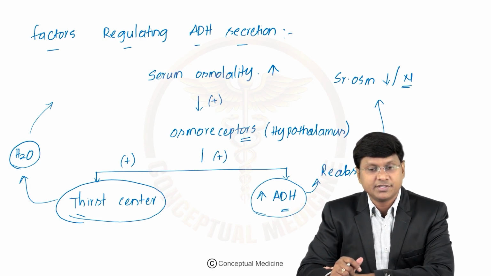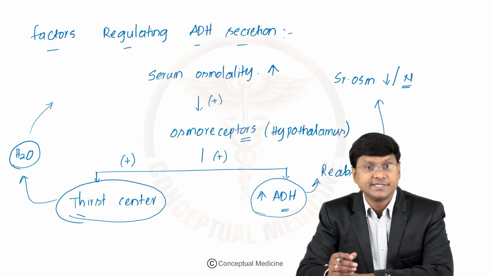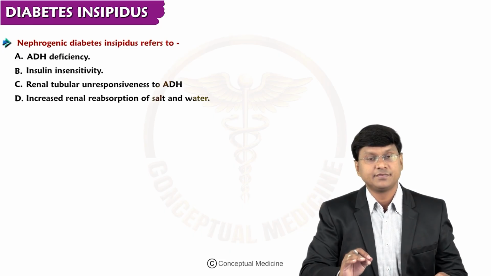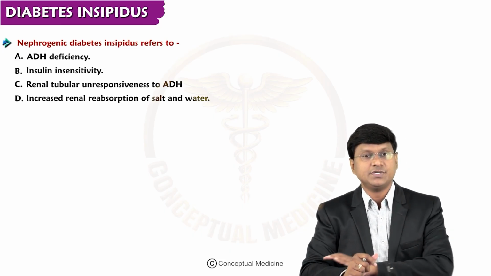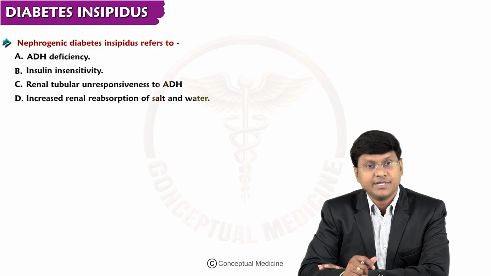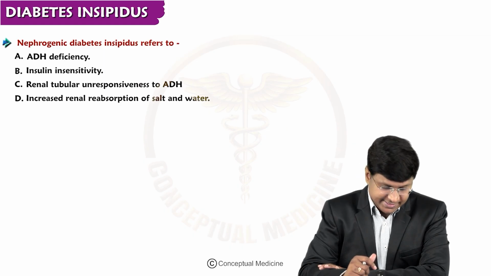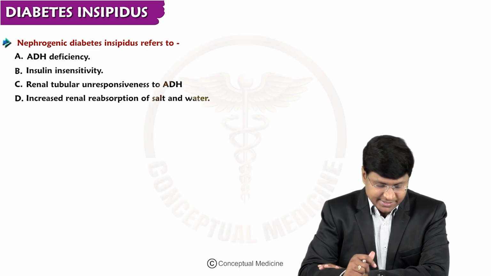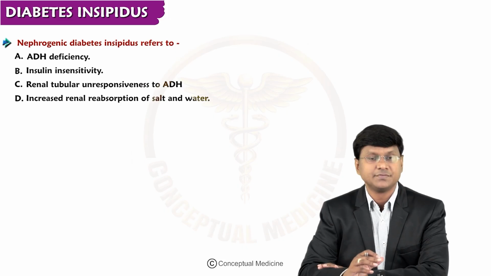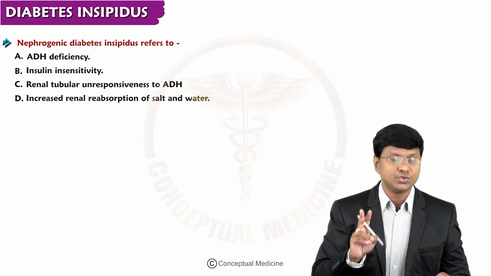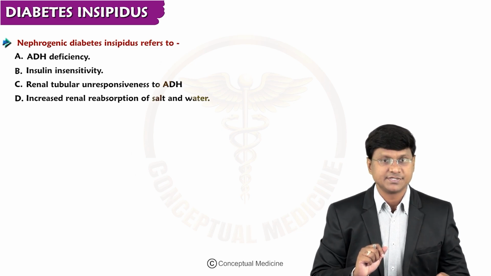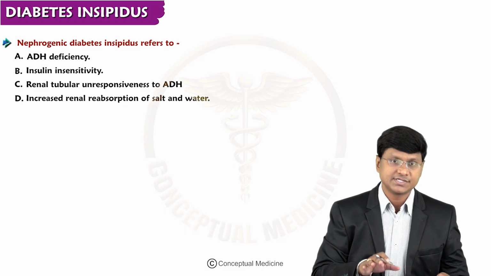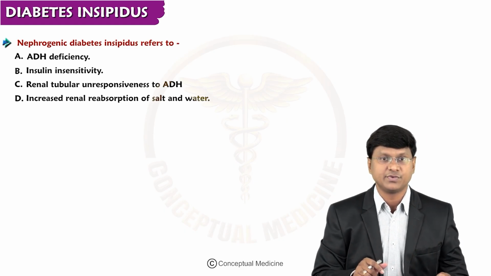Now, the next important thing regarding diabetes insipidus that you should know is the types of diabetes insipidus. You just see this question: nephrogenic diabetes insipidus refers to ADH deficiency, insulin insensitivity, renal tubular unresponsiveness to your antidiuretic hormone, increased renal reabsorption of salt and water. Now, there are two important forms of diabetes insipidus, out of which one is nephrogenic diabetes insipidus. I will discuss the two forms and then come back to this question once again.